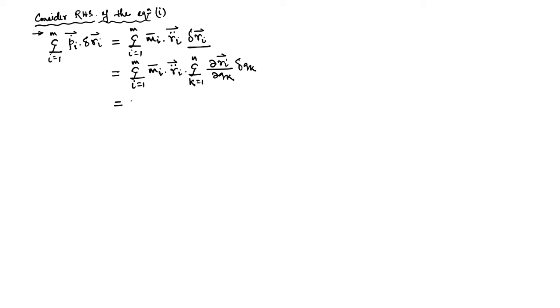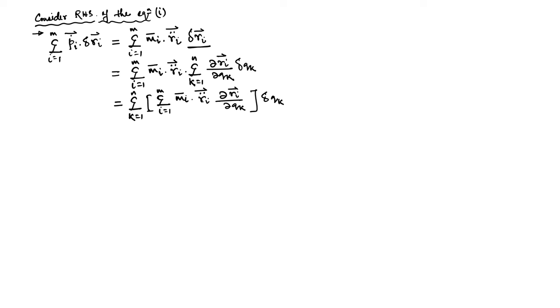So, we can interchange if we just take this summation over k outside. So, summation i equal to 1 to m, and then m_i bar times r_i double dot. And then what we have is... So, again I repeat, what we have done is we interchange the summation and then we get this expression.